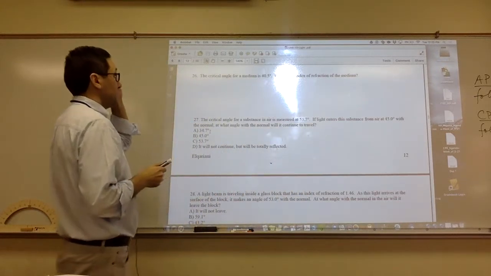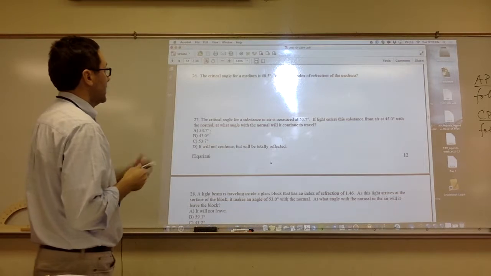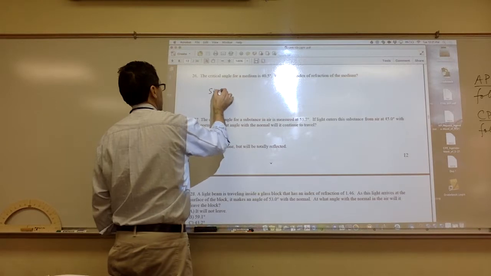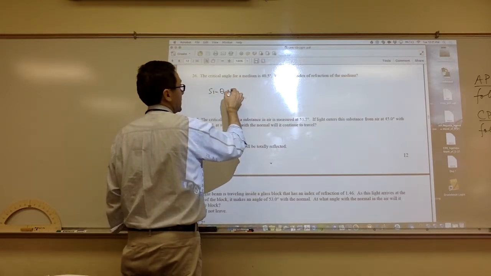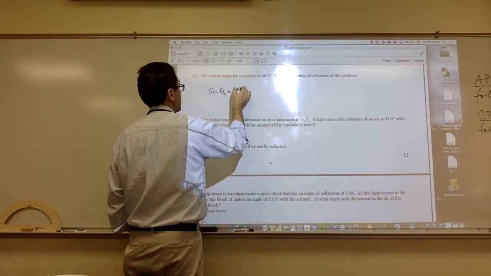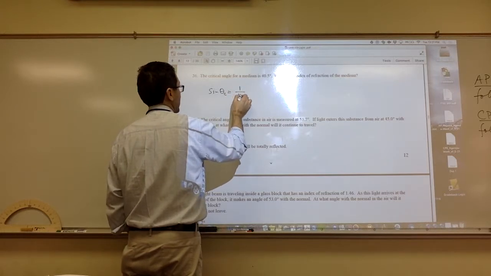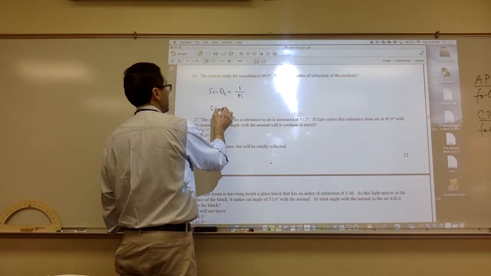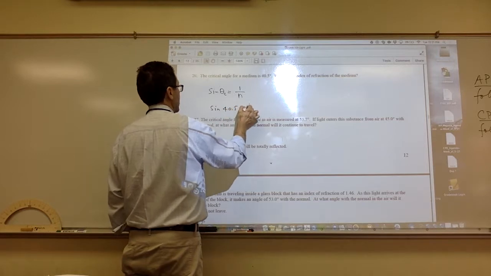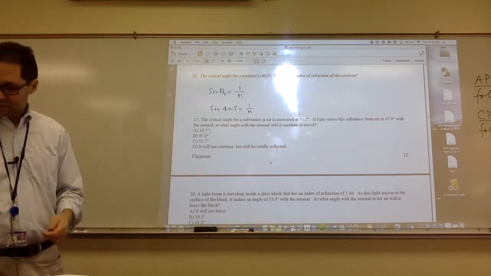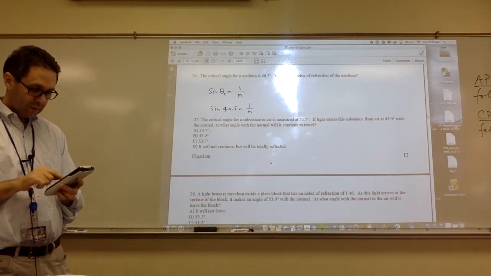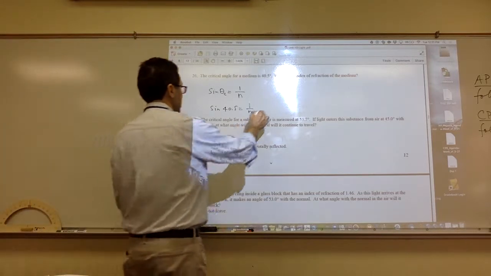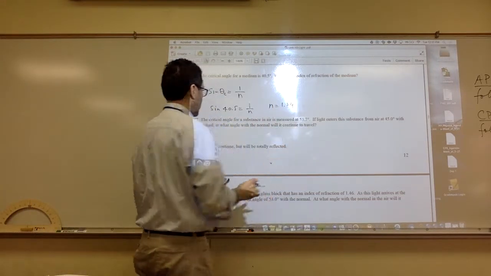Critical angle for a medium is 40.5. What's the index of refraction of this medium? Now that's with respect to air, basically. So I think we can do sine theta critical equals 1, since it's air, over the index of refraction of that other material. Okay, so sine 40.5 equals 1 over n. So n is going to be 1 divided by sine of 40.5, and should be about 1.54. So this n is 1.54. Again, no units.